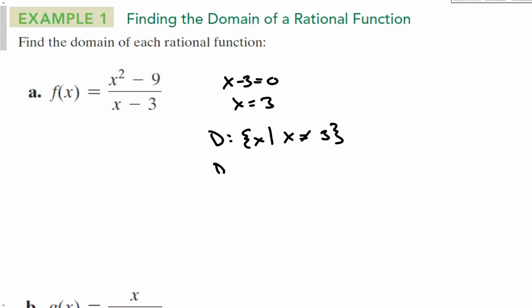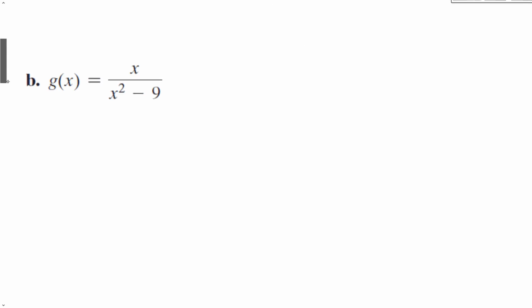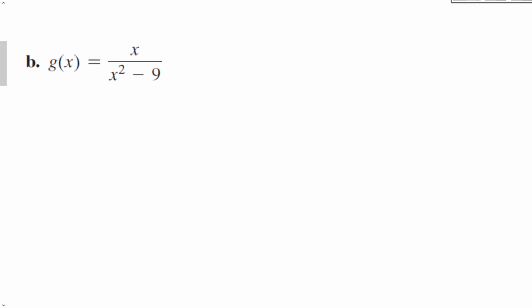And we can assume that x is a real number, so I don't have to write it. Or we can say that the domain in interval notation goes from negative infinity to 3, not including 3, and goes from 3 to positive infinity. Okay? Let's look at a few more. So the first thing I have to do is factor the denominator. So we have x over, factoring x squared minus 9 gives me x plus 3, x minus 3, which means that x cannot be equal to plus or minus 3.